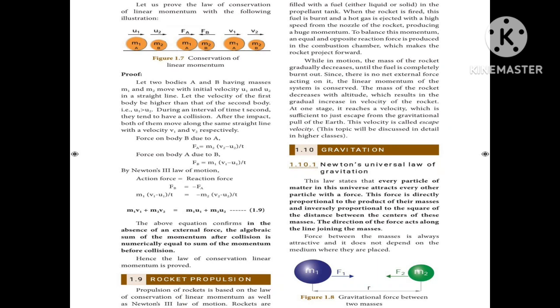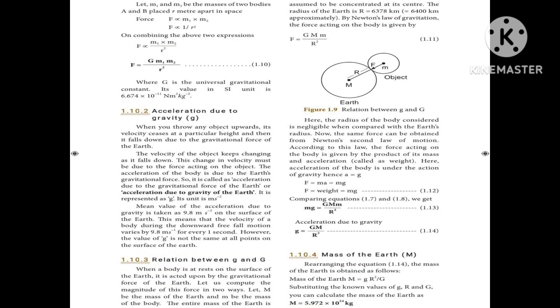The direction of the force acts along the line joining the masses. Force between the masses is always attractive and it does not depend on the medium where they are placed. Let m1 and m2 be the masses of two bodies A and B placed r meters apart in space. Force F is directly proportional to m1 times m2.